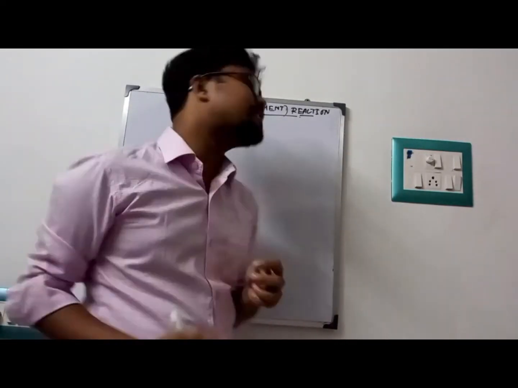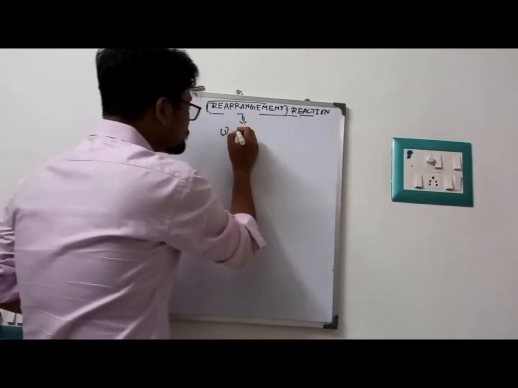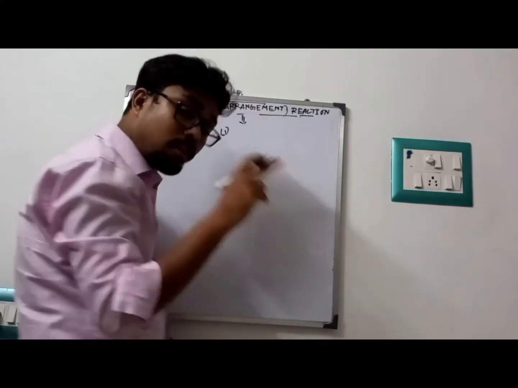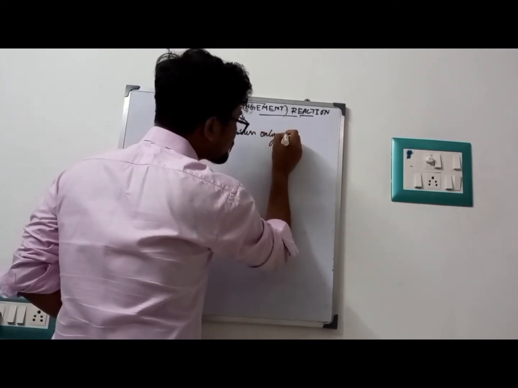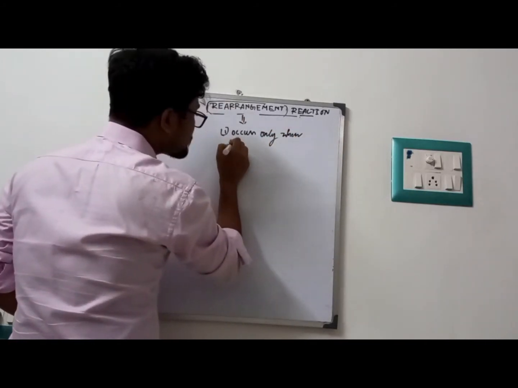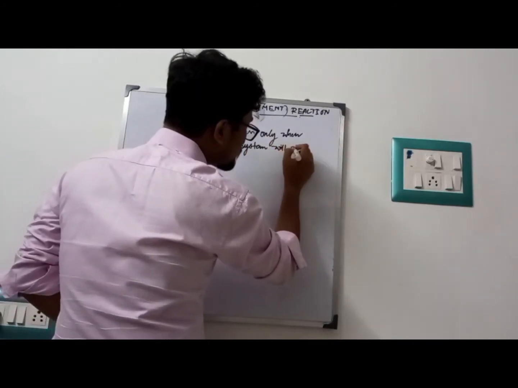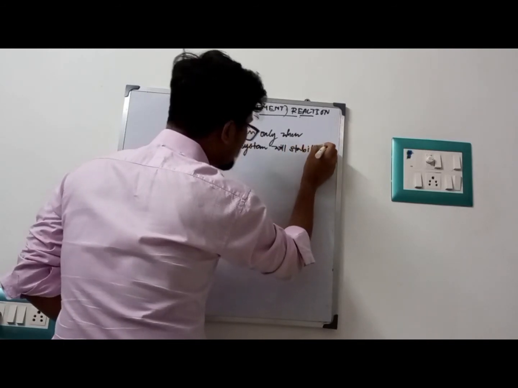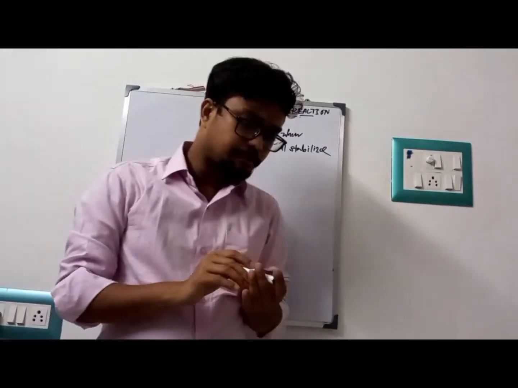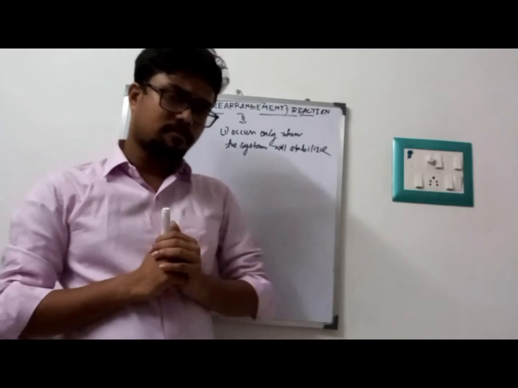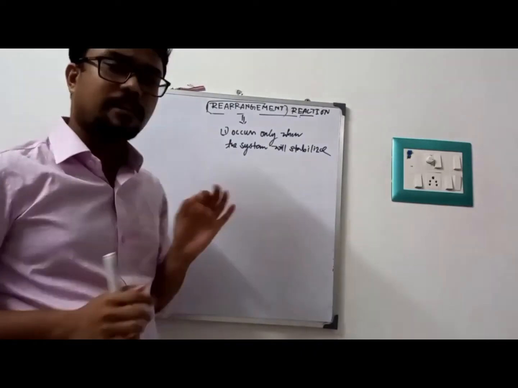In the case of rearrangement, we first have to check that rearrangement should always occur only when the system will stabilize. So what do we mean by stabilization of the system? I have discussed the reaction intermediate, that is carbocation. Mainly in our syllabus we have carbocation rearrangement, in most of the cases.